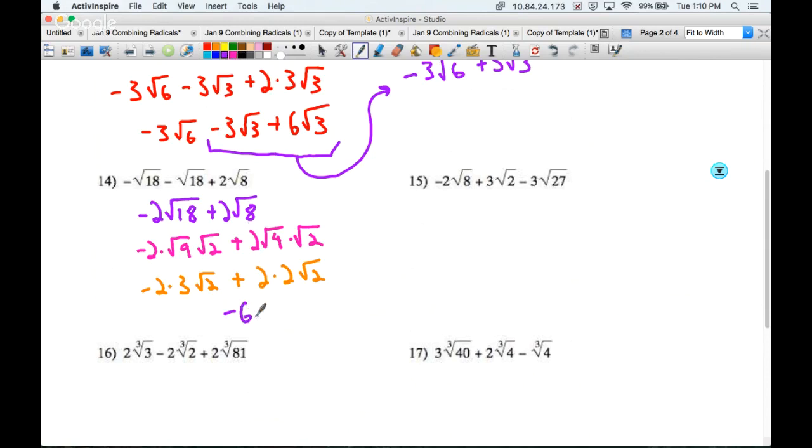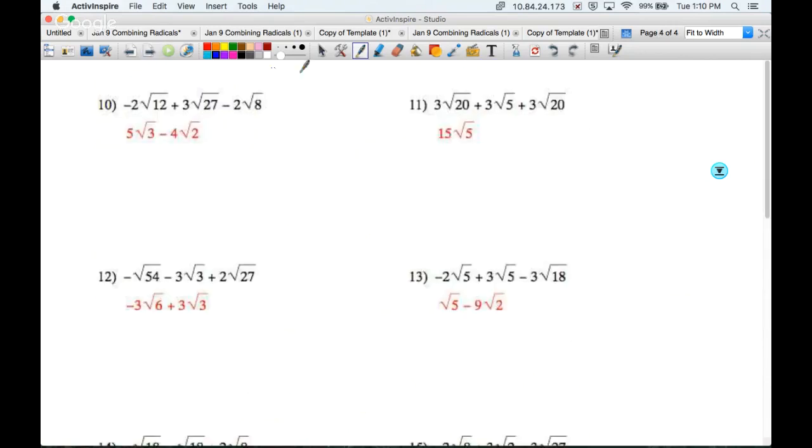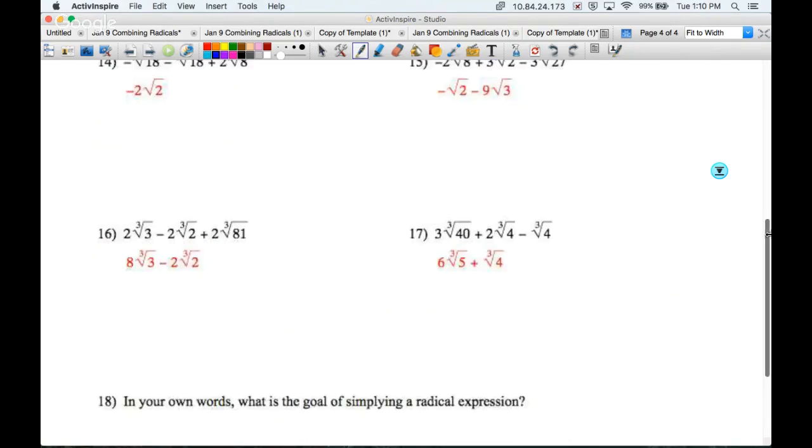This becomes negative 6 root 2 plus 4 root 2, which all combines to be negative 2 root 2. For 14, negative 2 root 2. Yep.